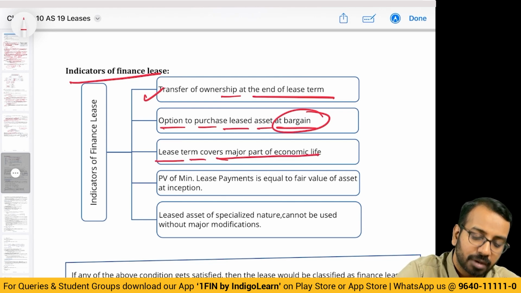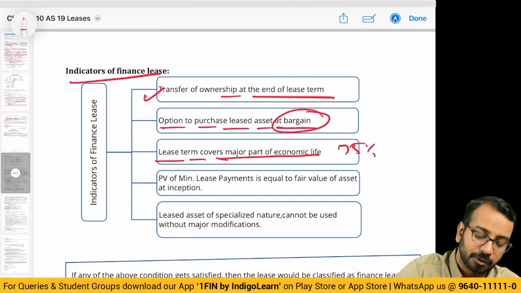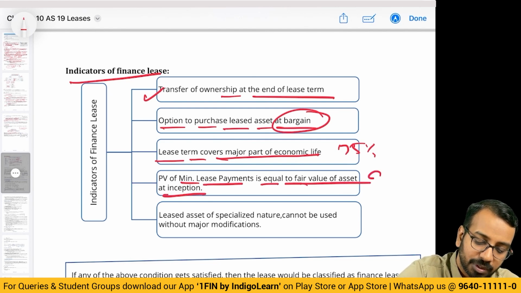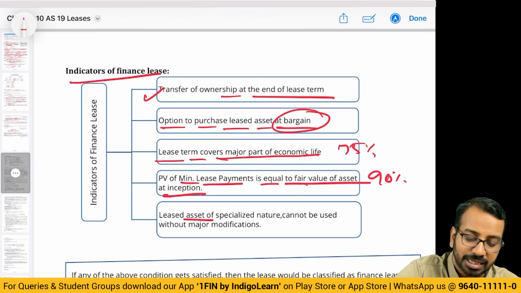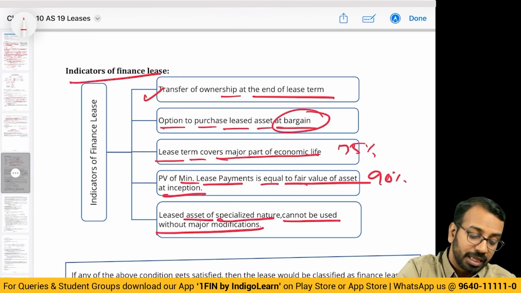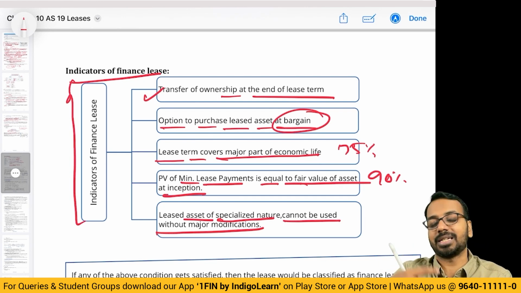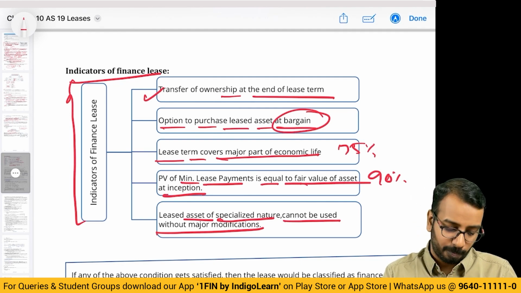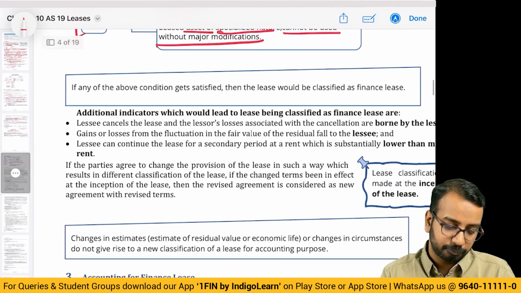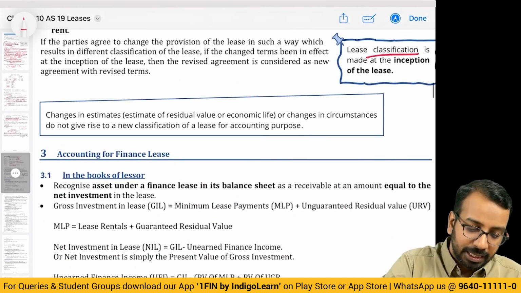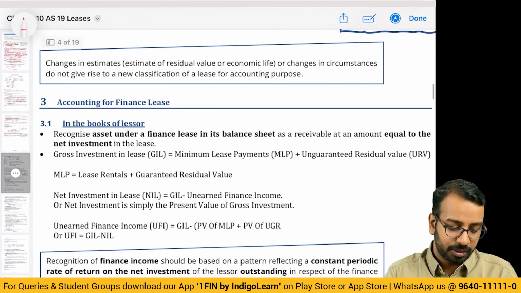Lease term covers major part of economic life. Here we will take 75%. Present value of minimum lease payment is equal to or substantially equal to the fair value of the asset. This we will call it at 90%. Leased asset of specialized nature cannot be used without major modification by the lessor. So if any of these conditions are satisfied, then it is called a finance lease. If none of these conditions are satisfied, then it is called an operating lease. Lease classification is done at the inception of the lease.